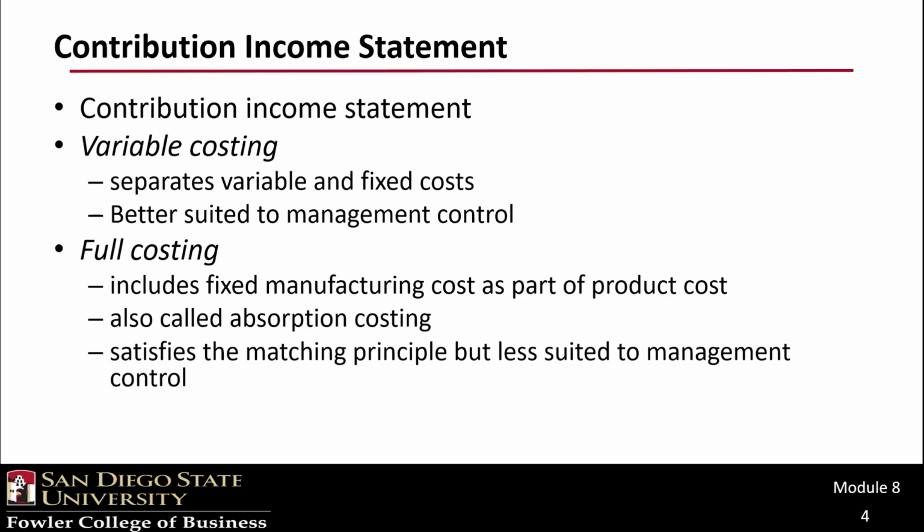The use of the contribution income statement is often called variable costing because it separates variable and fixed costs, just like we learned in the CVP chapter. Full costing is the conventional costing system that includes fixed manufacturing cost as part of product cost. Full costing is also called absorption costing, and that's required for GAAP, and it's also required by the IRS for computing taxable income. Full costing satisfies the matching principle, while variable costing meets the three objectives of a management control system.